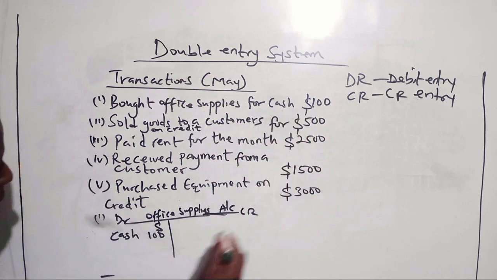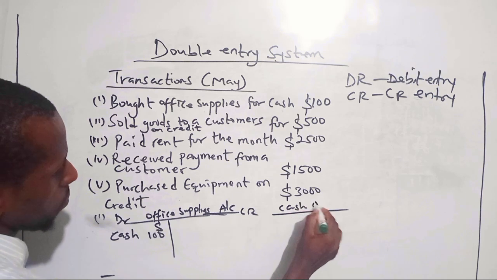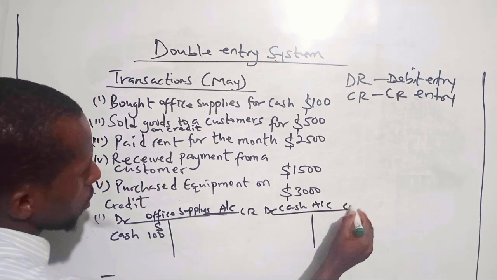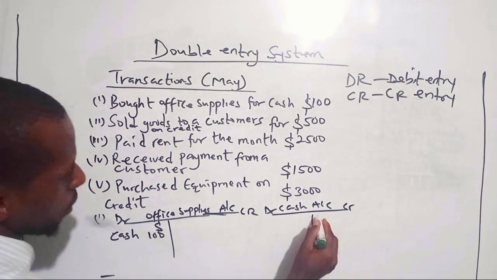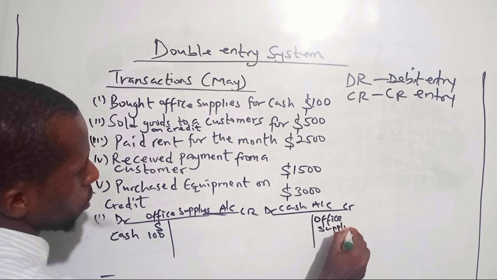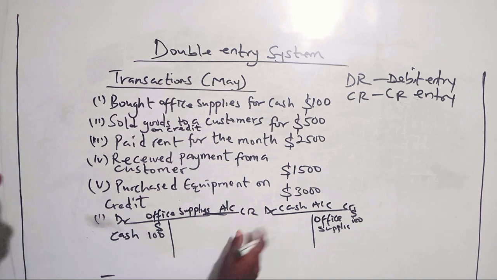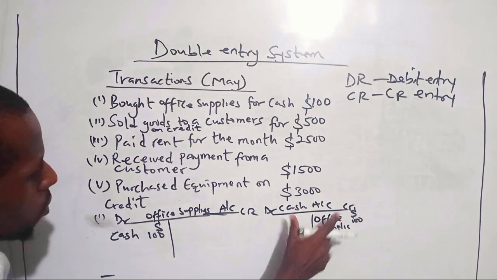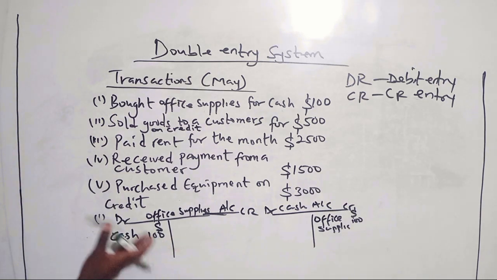So for the cash account, we credit that. So here we have debit and credit, and the corresponding credit is $100. When we look at this, we are paying out cash, which is an asset to us, so it reduces our assets, but office supplies increases with this value of $100. So that's number one.